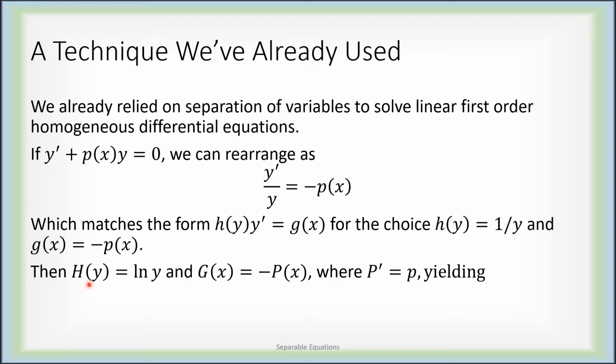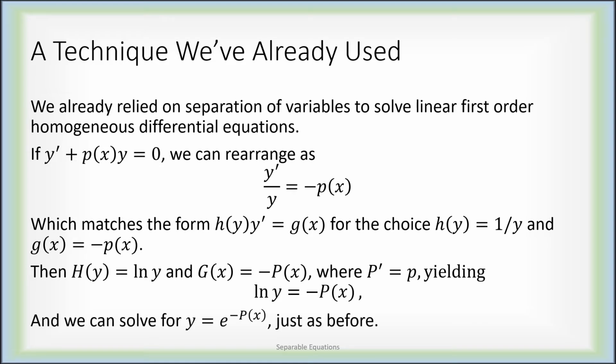So on the left, we have 1 over y times y prime, which can be anti-differentiated to just log y. And on the right, whatever the antiderivative of that function little p is, it has antiderivative capital P. And that gives us that log y equals minus P of x, and we can solve that for y by exponentiating. And we get e to the minus capital P of x, which we already used. Okay, this was our general format to solve linear first-order homogeneous differential equations, and we actually did it through separation of variables. So let's review this technique.